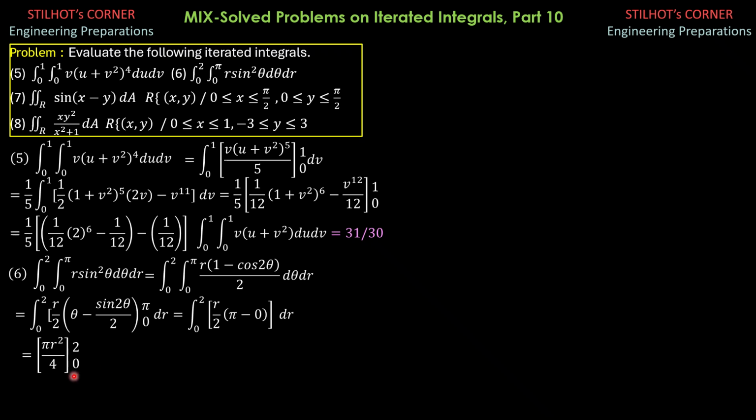So substituting limits, this is pi squared over 4. So pi minus the lower limit 0. So the final answer is pi.